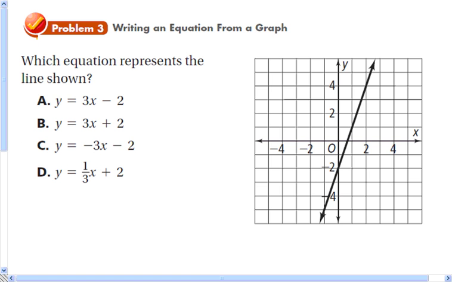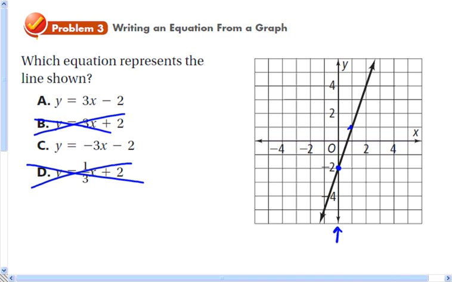Which equation represents the line shown? To figure that out, we want to know the slope of the line, and we want to know the y-intercept of the line. Right here is the y-axis. So we can see right here that the y-intercept is -2. That's the place it crosses the y-axis. So we need an equation with -2. That eliminates two equations. Now we just need to know the slope.